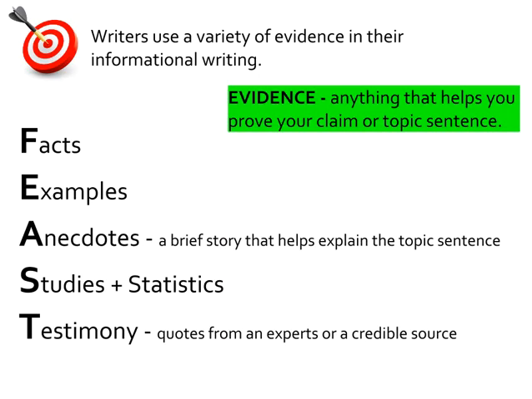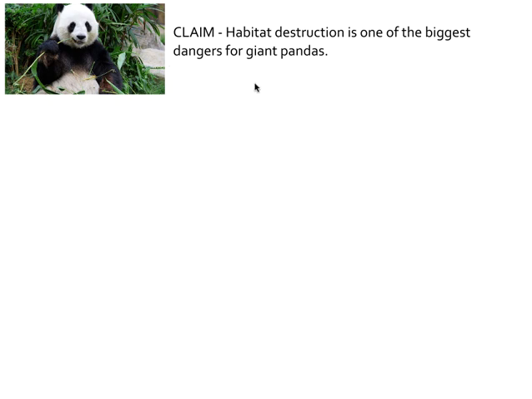So what I did first was I looked at the article, and I started to look for a claim, something that I could argue, something that I could prove through the evidence that I found. So the claim that I came up with from reading the article, you want to choose something really small and specific, was that habitat destruction is one of the biggest dangers for the giant pandas. So that was the claim that I came up with.